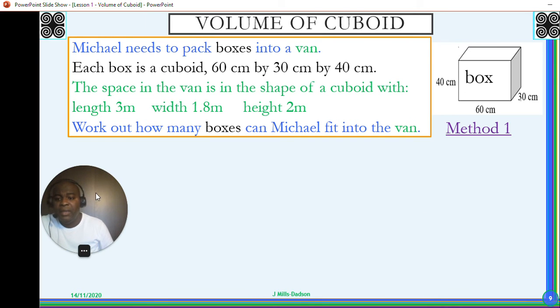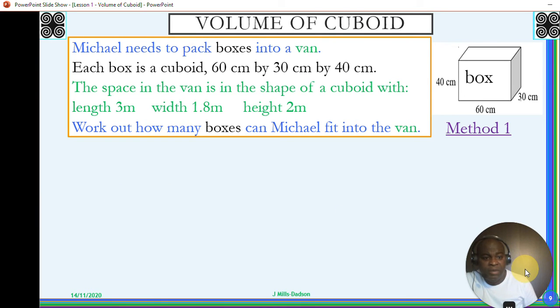Okay. Let's look at another exam style question. We have a box, 40 cm by 60 cm by 30 cm. And we have a van, 3 meters, 1.8 meters, 2 meters. And we are trying to pack as many boxes into the van. And the question is, how many boxes could fit into the van? I'm going to show you 2 ways.